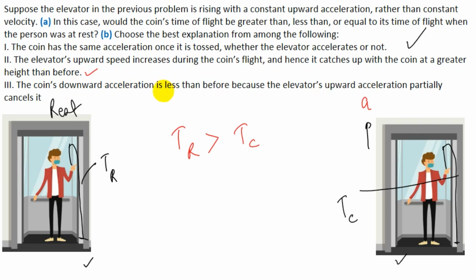It says that the elevator's upward speed increases during the coin's flight. That is true because there is acceleration, so every moment the speed is increasing when the elevator is moving up, and hence it catches up with the coin at a greater height than before. So since this elevator is moving up with some acceleration, the coin will reach the elevator's floor in less time. That is why the time of flight for the coin is less in this case as compared to this case.